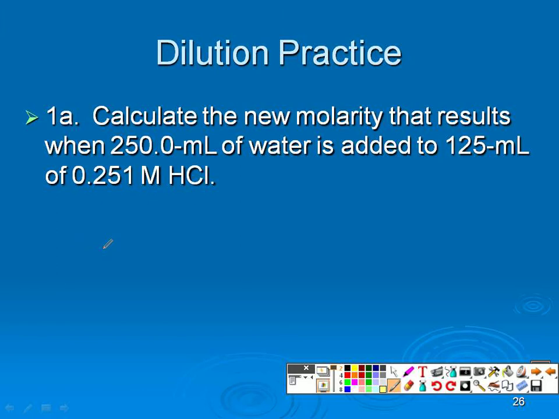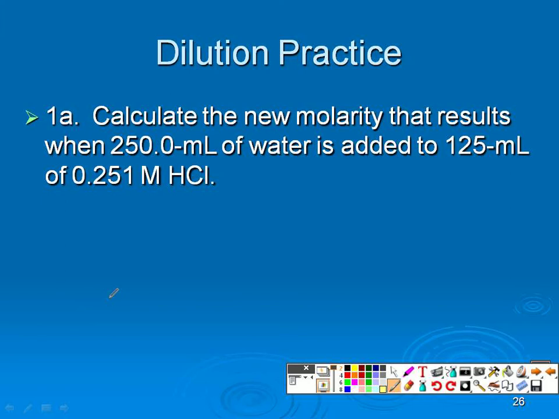Then we have volume 1 is 125 milliliters. If you want to change that, you can change it to liters. Probably should, because this is all in liters. 0.125 liters. Move the decimal over 3 times to the left. Lefty-loosey, righty-tighty. Volume 2 is 0.125 liters from the V1, plus the 250 milliliters we're going to add, which we'll call 0.250 liters, for a total of 0.375 liters.